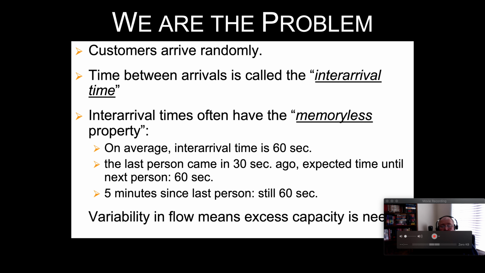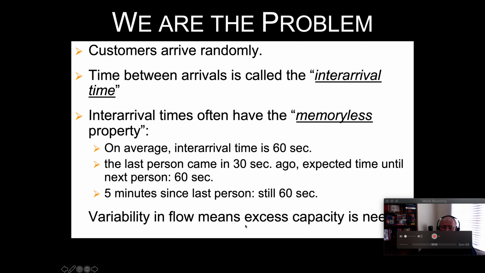So oftentimes we're the problem, or whatever it is that's in line is the problem, whether it's people or something else. Why? Because we don't arrive in a totally predictable manner. Customers arrive randomly. The time between arrivals is called the inter-arrival time, literally the time between arrivals. And inter-arrival times often have what's called a memoryless property. So if on average the inter-arrival time is 60 seconds, and it's been 5 minutes since anybody arrived, that doesn't change the probability that somebody is going to arrive in the next 60 seconds. It remains at 60 seconds. So that part does not change.